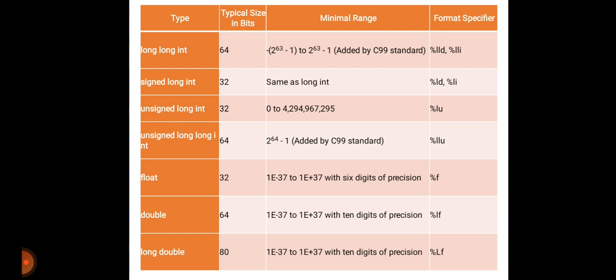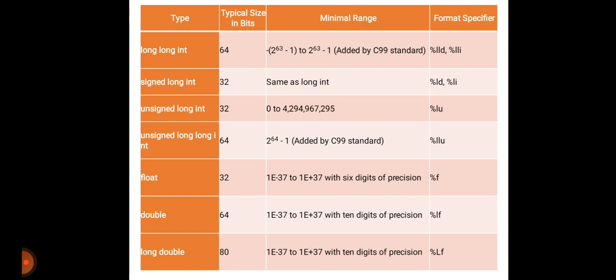The next one is signed long integer, which is 32 bits in size, same as the long integer. The format specifiers are %ld and %li. The next one is unsigned long integer, which is 32 bits in size, obviously starting from 0, that means 0 to 4,294,967,295, and %lu is the format specifier.